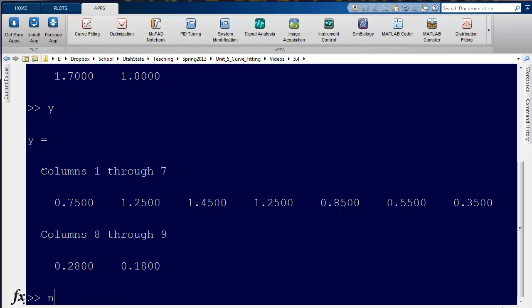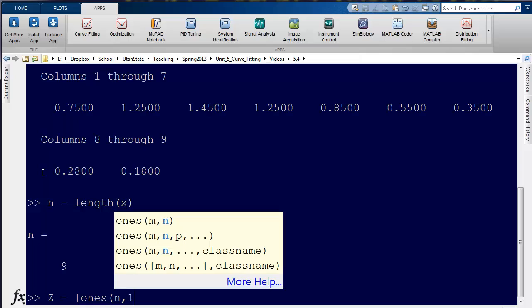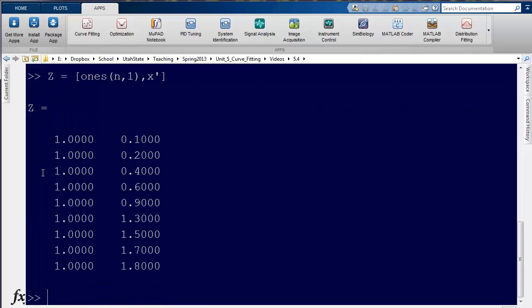So first let's get an n. N is going to be the length of x, which should equal the length of y as well, so n is 9 in this case. And so the first part of our matrix z is going to be 1's, n by 1. And then we're just going to have x, and I've got to transpose it because it was a row vector, and now it has to be a column vector. And that's our z, so that should look pretty good.